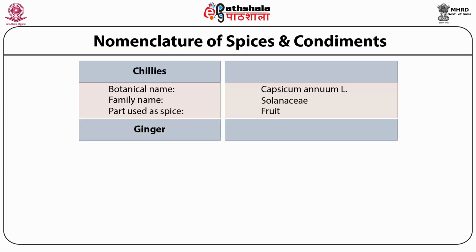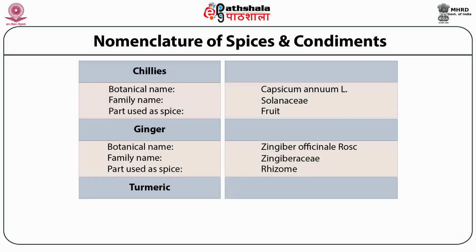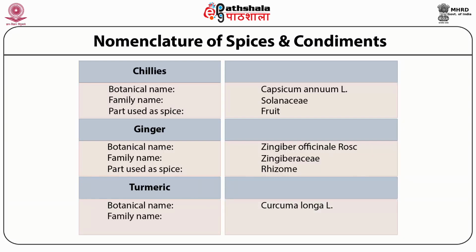Ginger. Ginger is botanically called Zingiber officinale Rosc. It belongs to family Zingiberaceae, and the part of the plant used is rhizome. Turmeric. Turmeric is botanically called Curcuma longa. The family is Zingiberaceae, while the part used as spice is a rhizome.